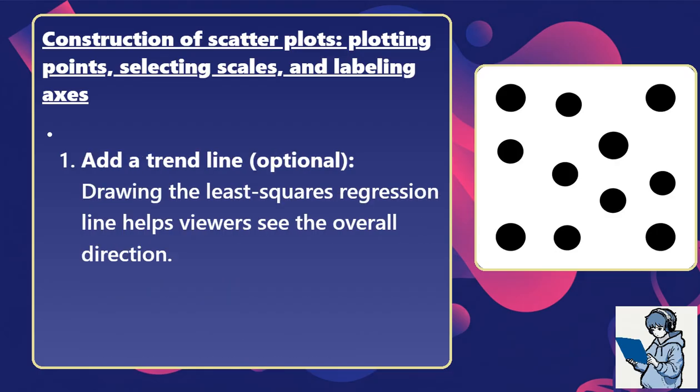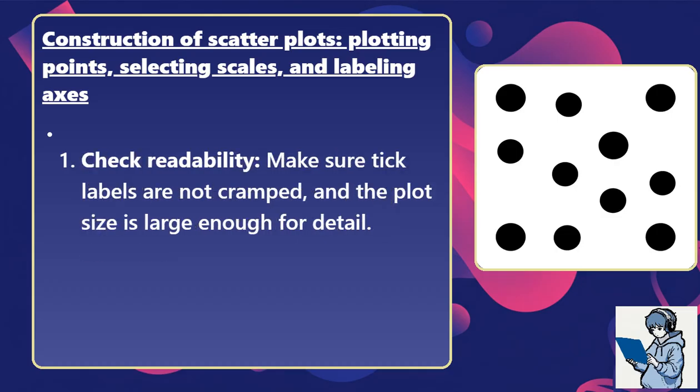Step 5. Add a trend line, optional. Drawing the least squares regression line helps viewers see the overall direction. Step 6. Check readability. Make sure tick labels are not cramped and the plot size is large enough for detail.